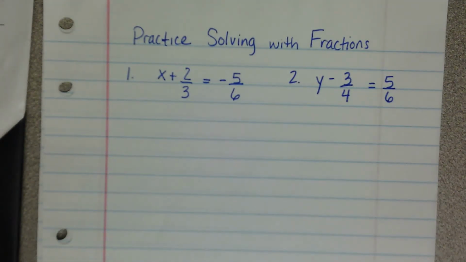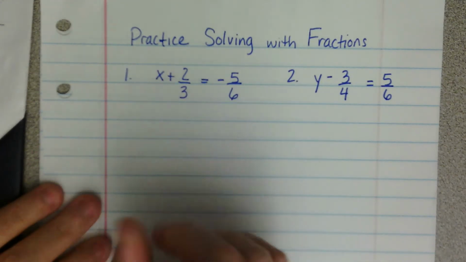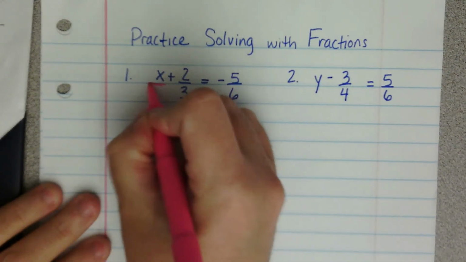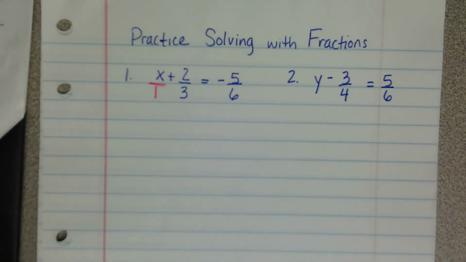As soon as you see a fraction in an equation, the first thing you're going to do is give everybody a denominator. So this x needs a 1. The next thing we need to do is get our denominators to match. So we need a common denominator.